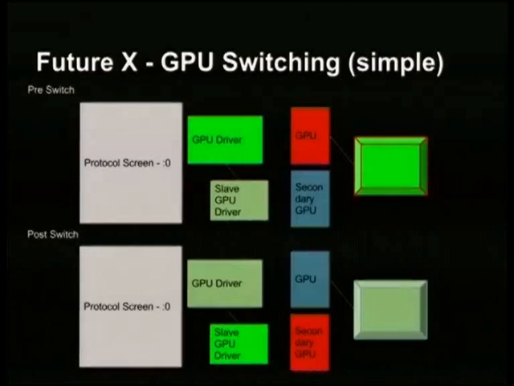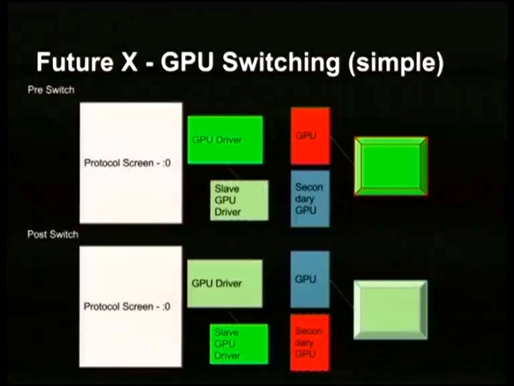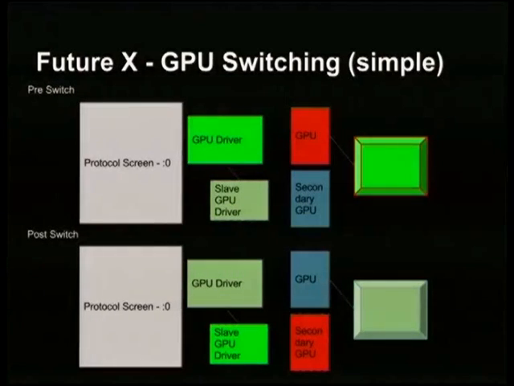So GPU switching, a simple picture of it. Before the switch, you have a GPU driver and a slave GPU driver. You've got a GPU rendering the screen and displaying the screen. And you do a GPU switch, and it's basically the other way around. The GPU that was the slave is now the primary, and it's now rendering the screen and displaying the screen. Again, that's the simplest form.